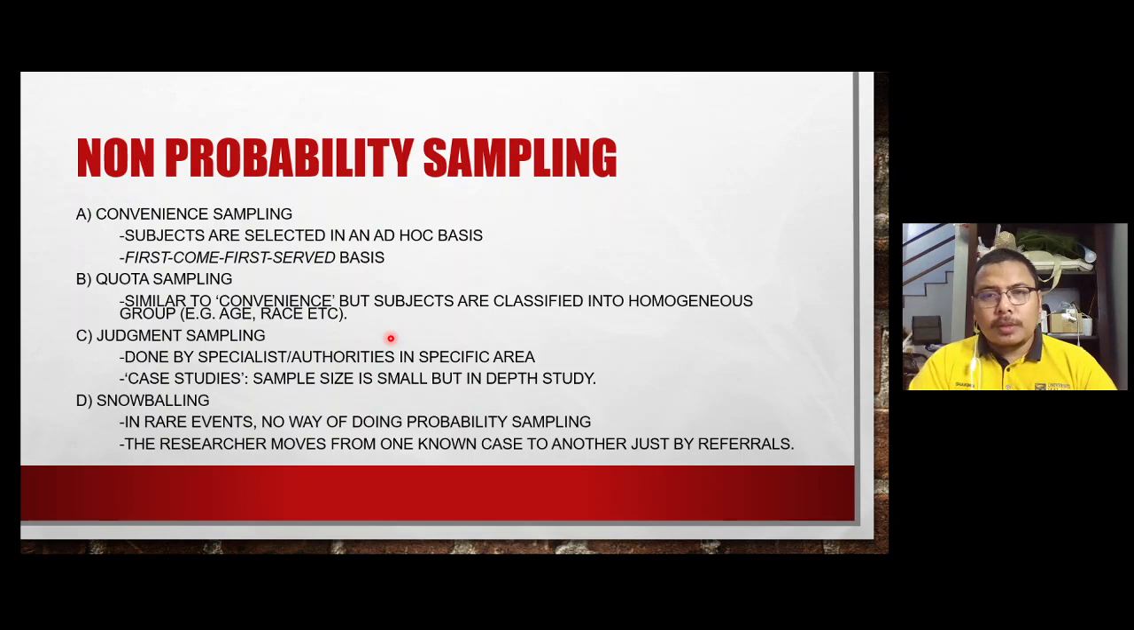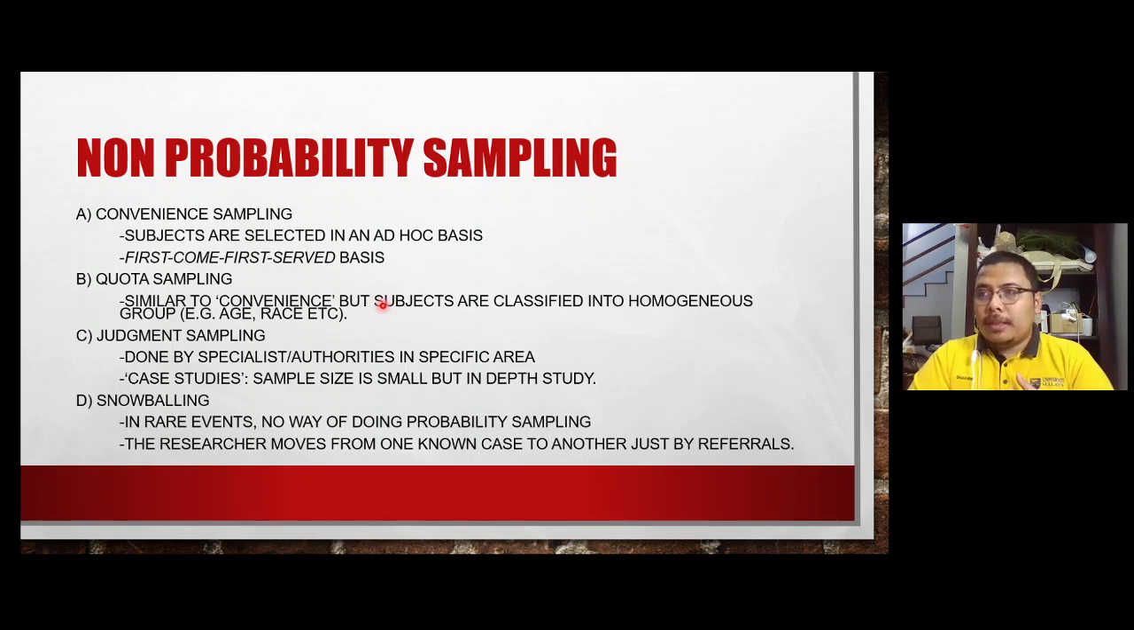Now in non-probability sampling, this is just for your information. It includes convenience sampling, quota sampling, judgment sampling, and also snowballing. You may pause this video and read the text, but basically convenience sampling is like whoever comes to you, right?